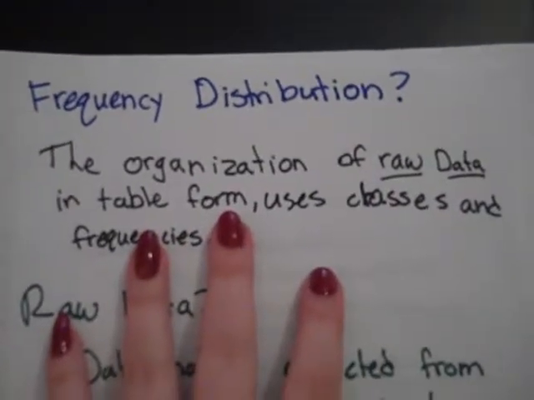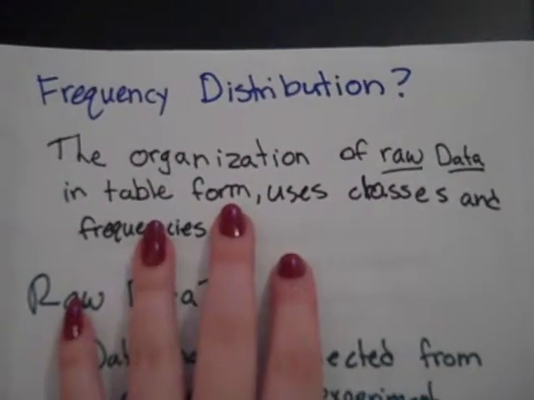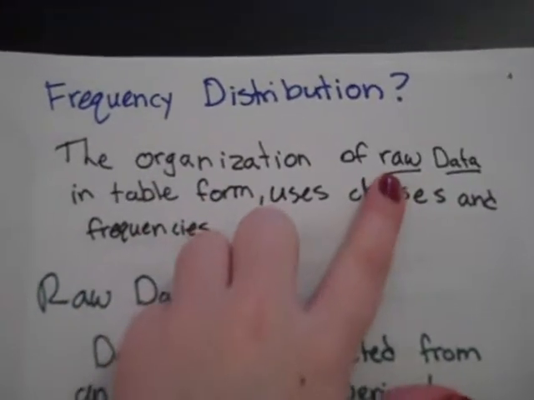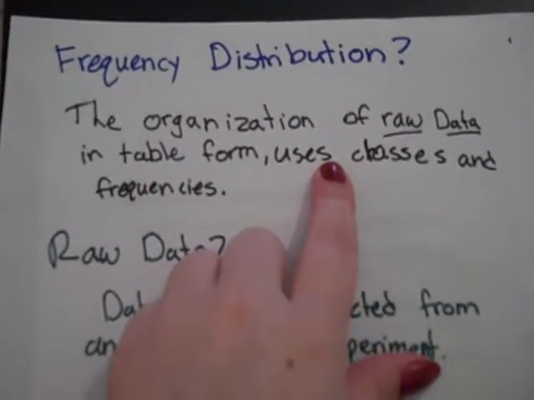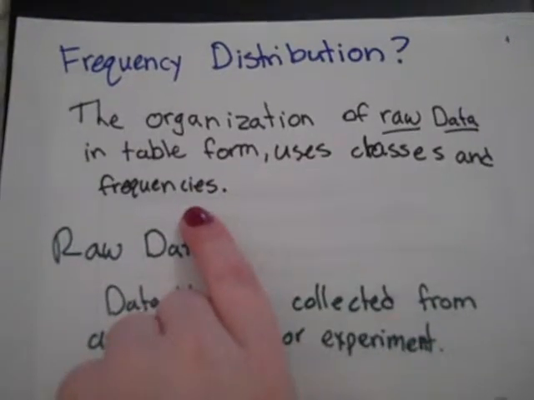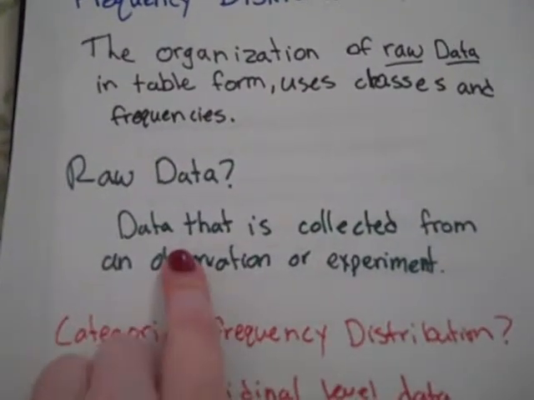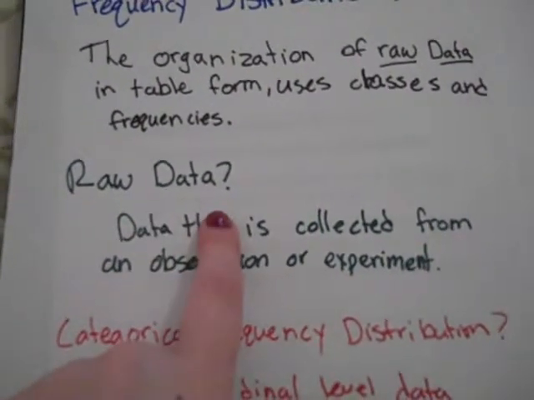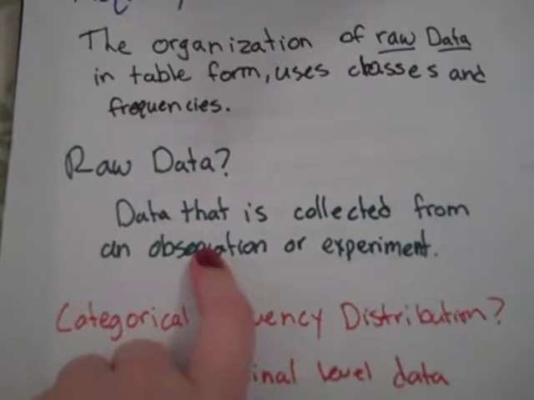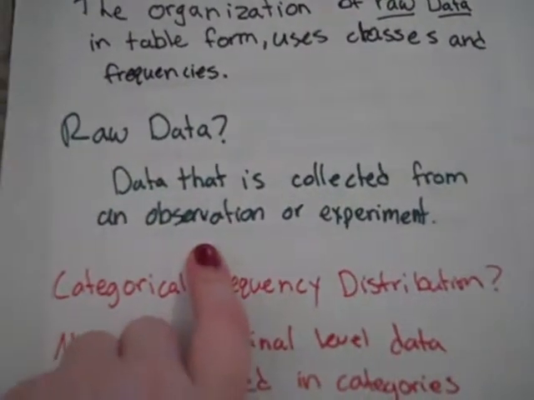Frequency distribution, what is it? It is the organization of raw data in table form. It uses classes and frequencies. But what is raw data? It is data that is collected from an observation or experiment.